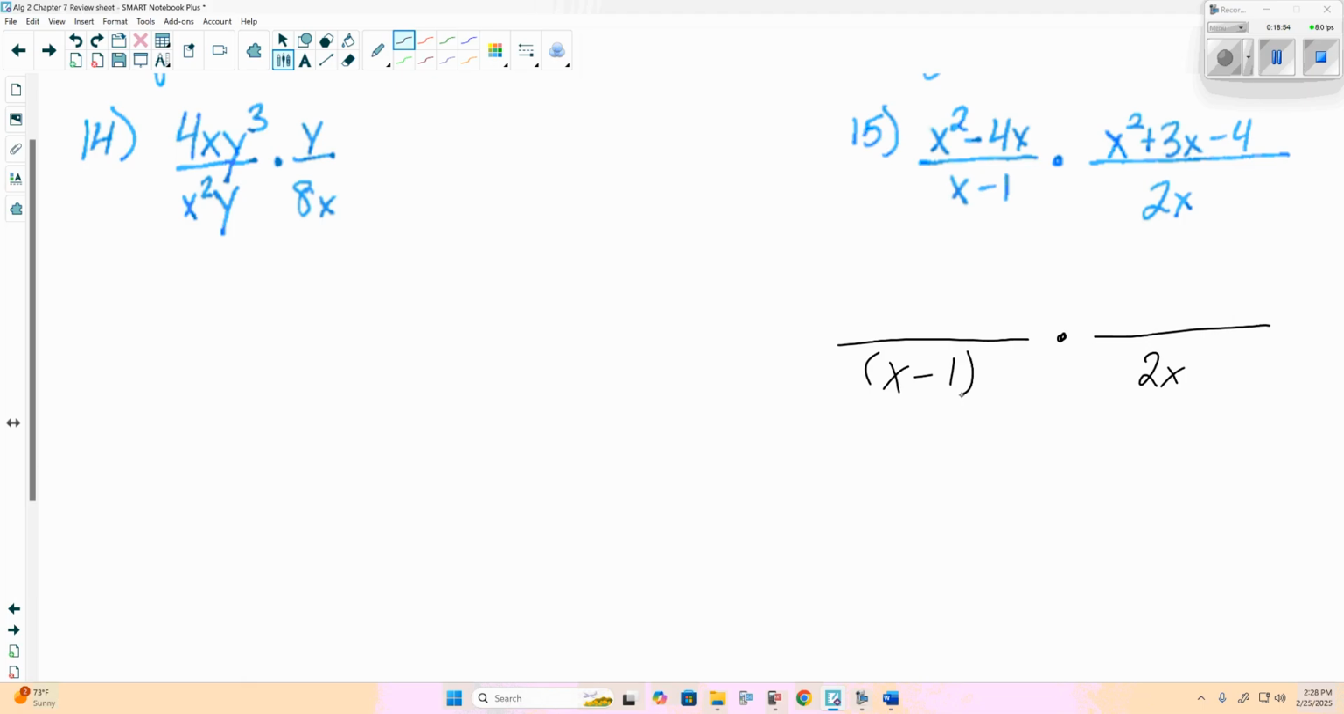Top left or top right? Which one do we want to factor first? X squared minus 4x. Is there a greatest common factor between these two terms? X. If we factor the x out of x squared, we get x. If we factor the x out of 4x, we get 4. Inside the parentheses, the degree is now 1. There's no other greatest common factor. It's as simplified as it gets.